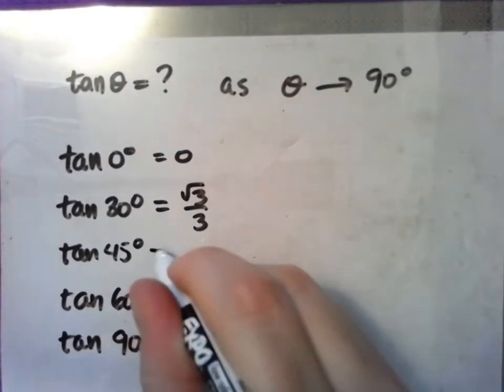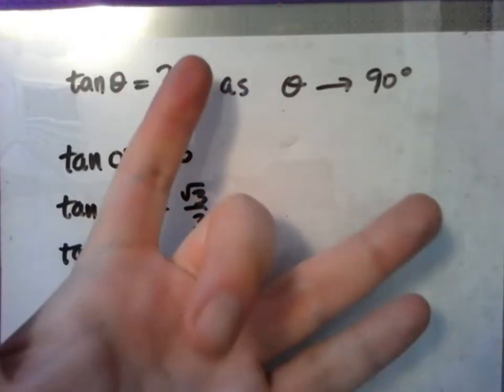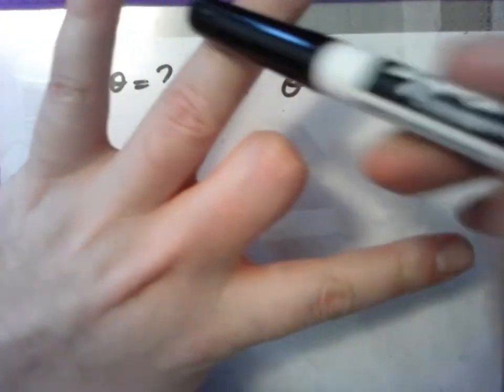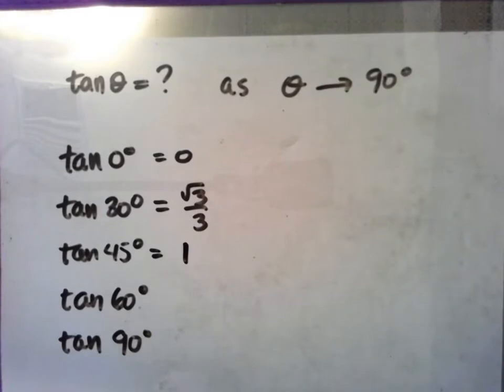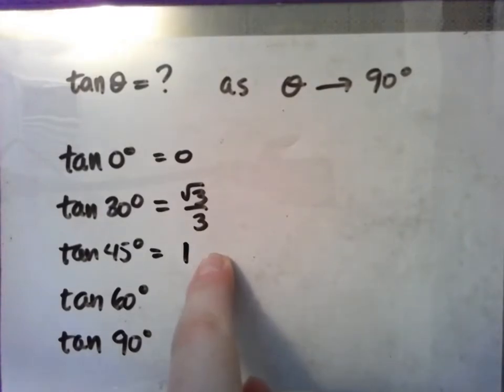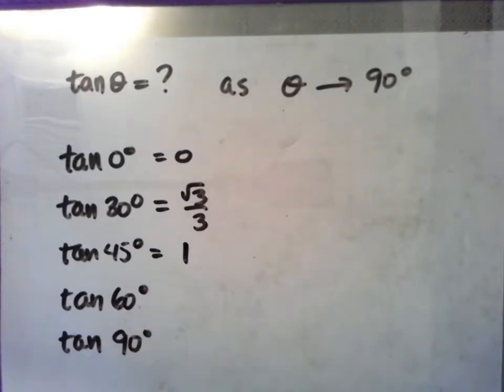What's the tangent of 45 degrees? 45 degree finger, flip it over. Root 2 over 2 divided by root 2 over 2, that equals 1. Okay, here's where the tangent ratio equals 1. Now for sine and cosine, 1 was the maximum value for the output for the ratio. But for tangent, something different happens.